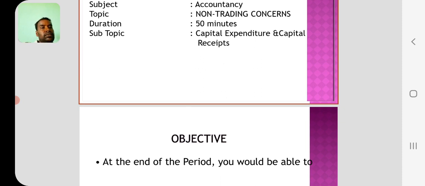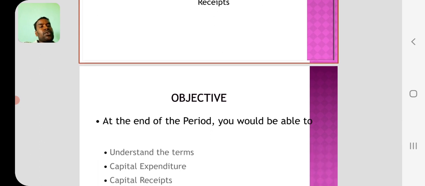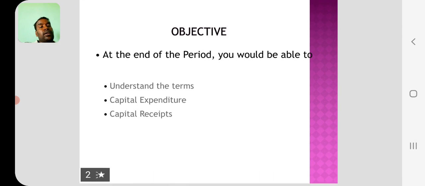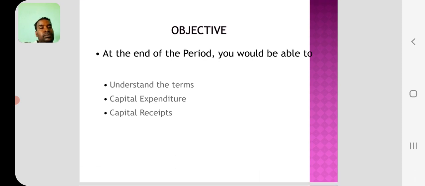In the previous class, we discussed what is meant by trading and non-trading. In a trading organization, the trader runs that organization only for the purpose of profit. But in the case of a non-trading organization, it always serves the society, not for a profit motive. In this chapter, we are going to discuss what is meant by capital expenditure, capital receipts, and so on.